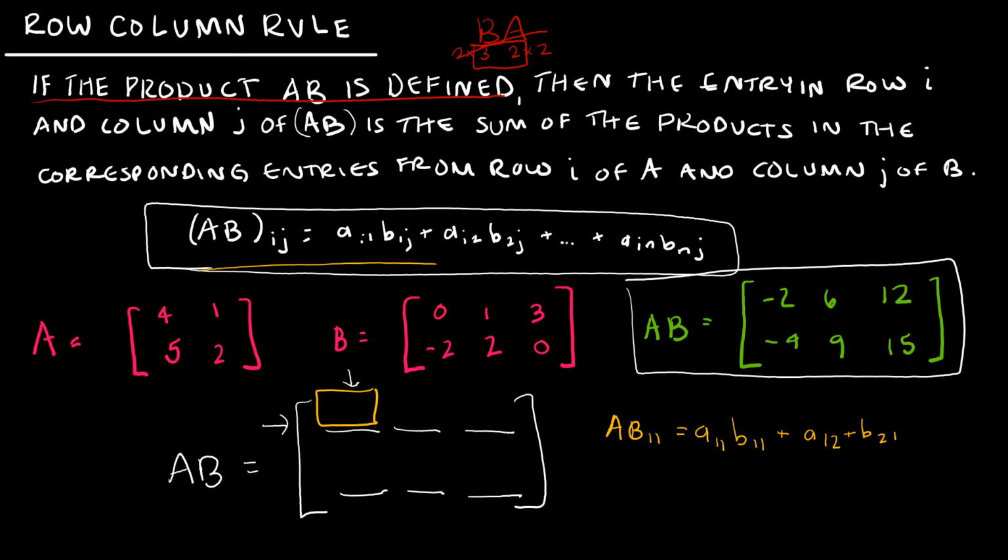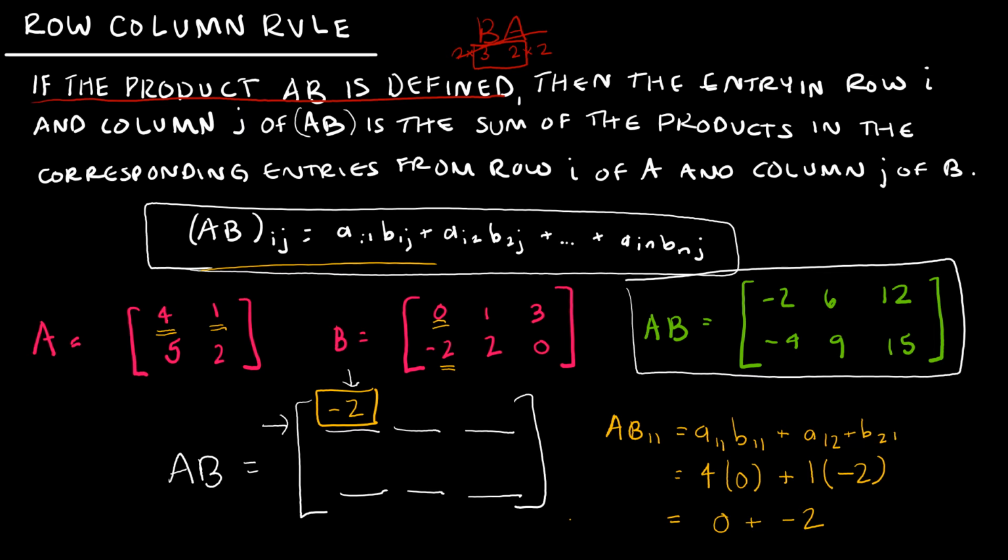So what does this mean? A11 is 4, B11 is 0, A12, first row, second column, is 1, B21, second row, first column, is -2. So that gives me 4 times 0, or 0, plus 1 times -2, which is -2, and that gives me my result of -2. So good, this works. That gave us the right solution.